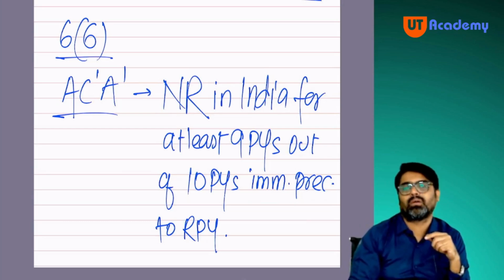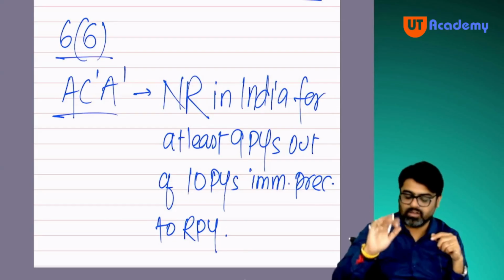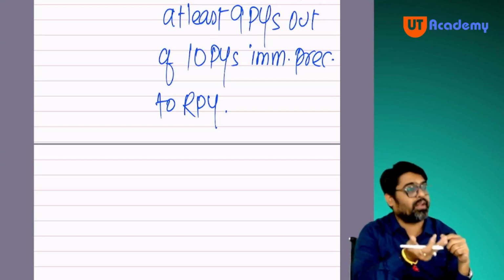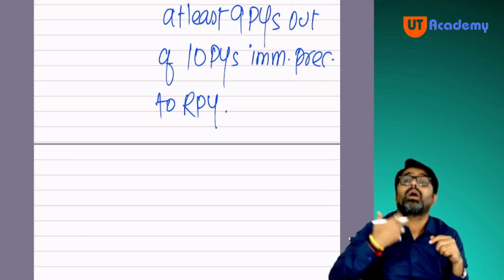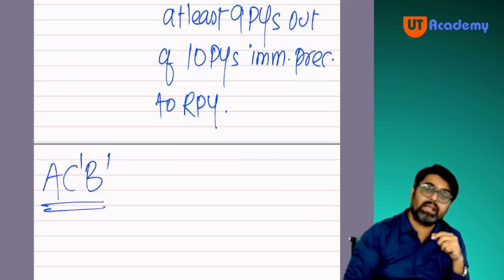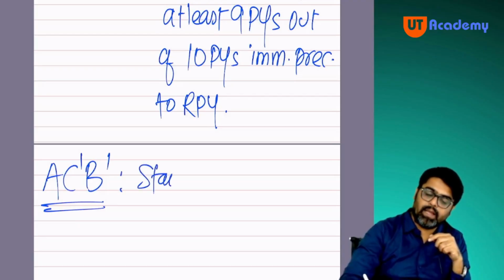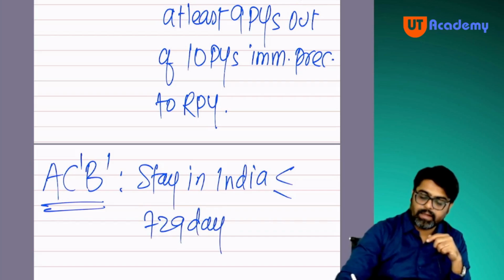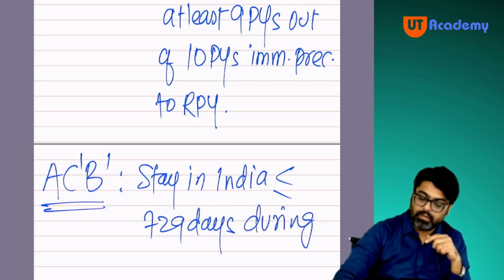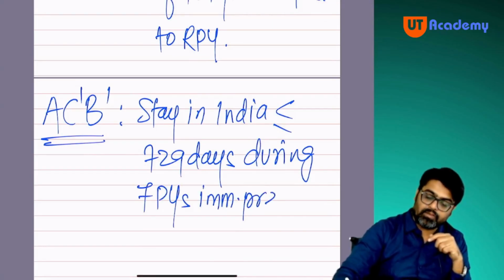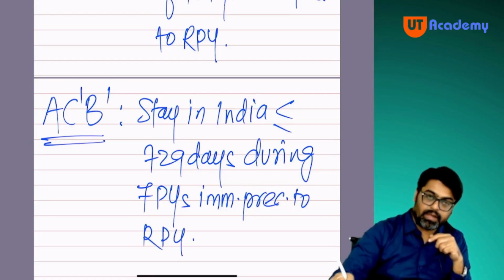Yes or no? So you became sad. So government says, no, don't worry, no need to become sad. This is one opportunity which you missed, no? We are giving you another opportunity to become a RNOR. That is additional condition B. Additional condition, your stay in India. What did I say? It should be less than or equal to 729 days during 7 previous years immediately preceding the relevant previous year.